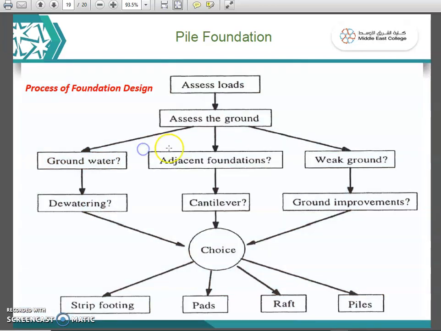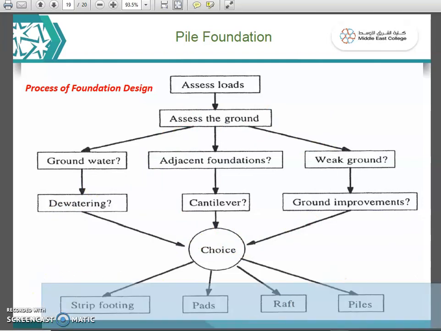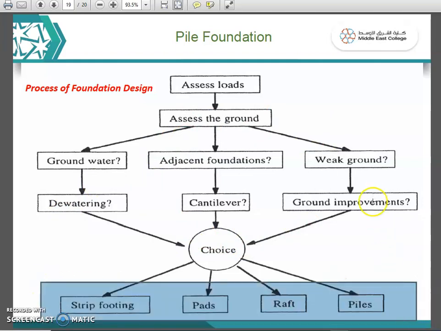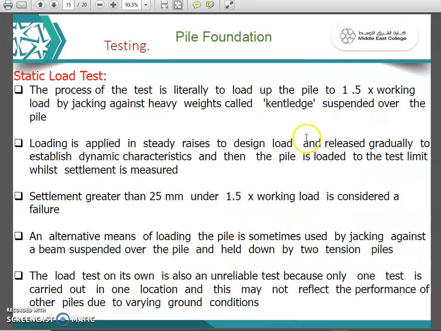If there are any adjacent foundations, then you have to go for cantilever foundations. If it is a weak ground, you have to go for ground improvement techniques. All these three take you to the choice of foundation. From this, according to the details you have collected, are you going for a strip footing, a pad foundation, a raft foundation, or piles? This is the final step of the design process, the choice of foundation. So this is how foundation design takes place.